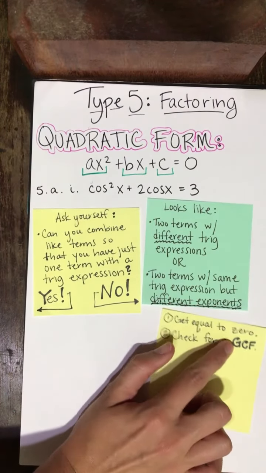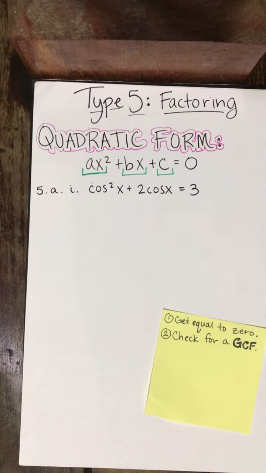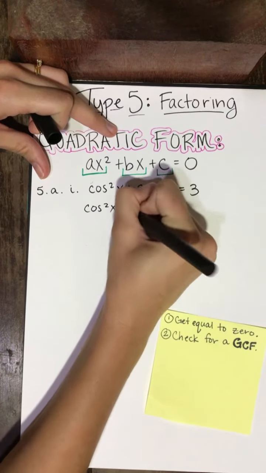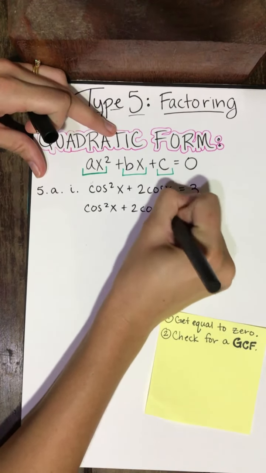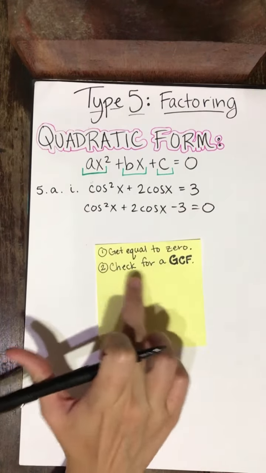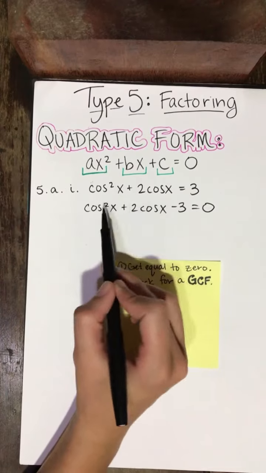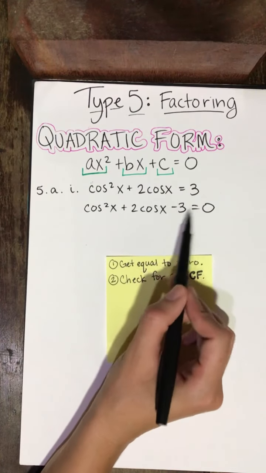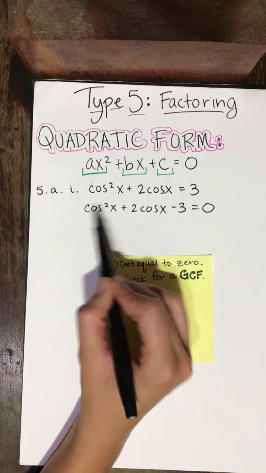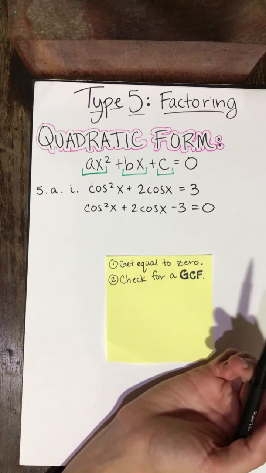We're going to get it equal to 0. Right now it's not equal to 0. So there's step 1. Get it equal to 0. Minus 3. So I've got cosine squared x plus 2 cosine x minus 3, and now it's equal to 0. Now I'm going to check for a GCF. That means that they've all got to have something in common. Well, these 2 have a cosine in common, but negative 3 does not have a cosine. And there's no number that is both divisible by 1, 2, and negative 3 except for 1, and nobody wants to factor out 1. That's too boring.